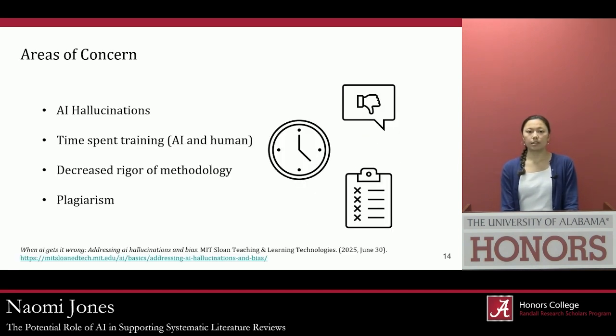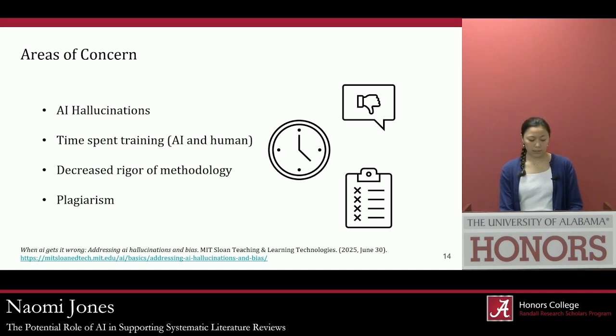AI hallucinations are instances where an AI gives a response to a user that is factually incorrect. And so there's still very much a concern with AI hallucinations coming from AI models even today, and this is of course a concern in research. However, there are ways to get around this.